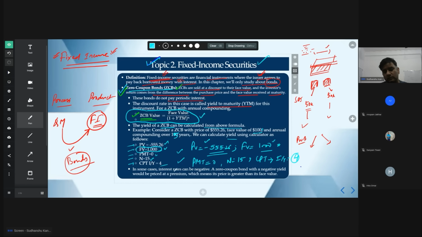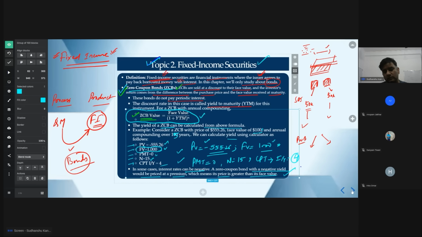You should understand that in some cases, interest rates can be negative. A zero coupon bond with a negative yield would be priced at a premium, which means its price is far greater than its face value, right? But it's very rare. You will rarely find a zero coupon bond priced at a premium. It would mean that if the interest rate is negative, people would say the zero coupon bond is 1,10,000 and in 5 years you will get 1 lakh. That doesn't make sense economically. That would only happen in a country like Japan where interest rates were negative, and that too was long back, 3 or 4 years ago, not now.